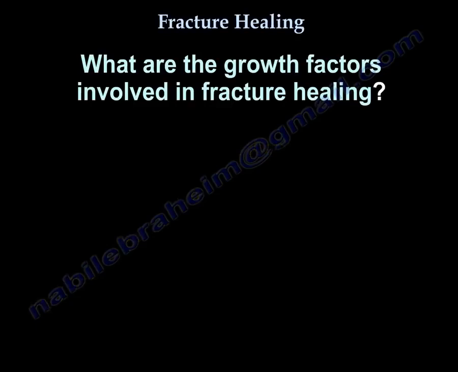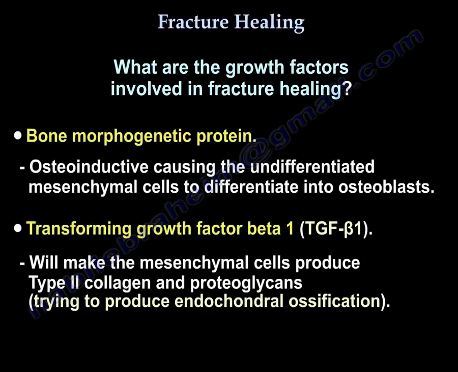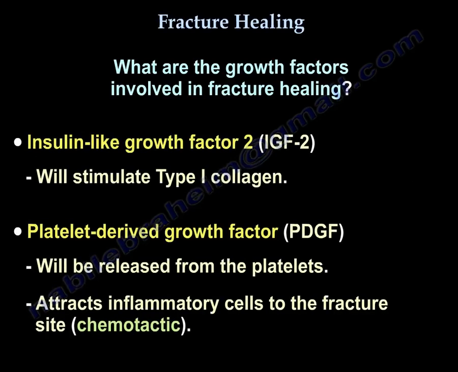What are the growth factors involved in fracture healing? Bone morphogenic protein is osteoinductive, causing undifferentiated mesenchymal cells to differentiate into osteoblasts. And you have transforming growth factor beta 1, which makes mesenchymal cells produce type 2 collagen and proteoglycans, trying to produce endochondral ossification. Insulin-like growth factor 2 will stimulate type 1 collagen. Platelet-derived growth factor is released from the platelets and attracts inflammatory cells to the fracture site; it is chemotactic.